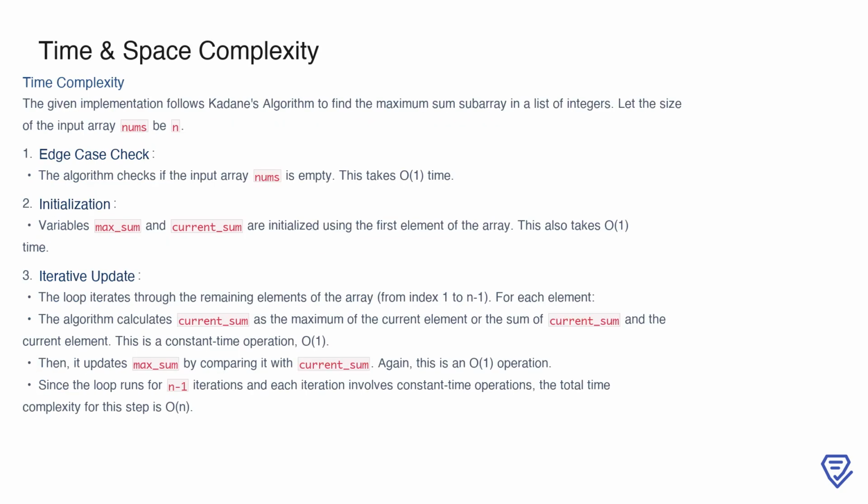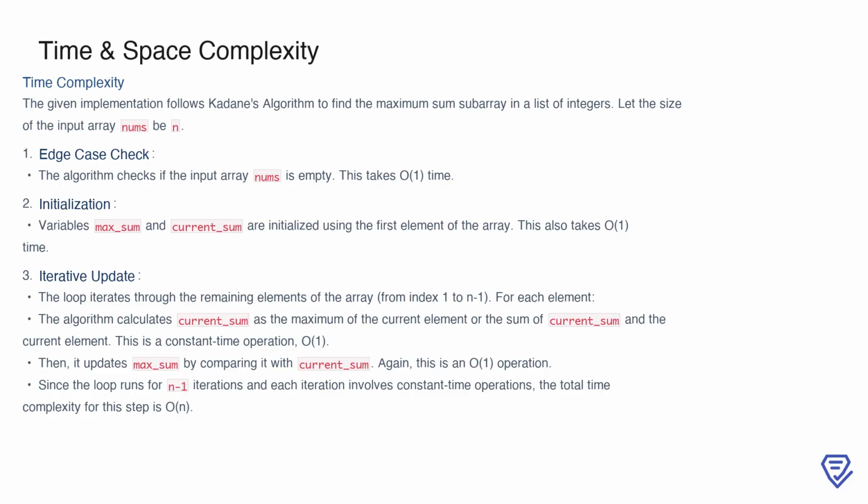The time complexity of this algorithm is primarily determined by the operations it performs to find the maximum sum subarray. First, there's a quick edge case check to see if the input array is empty, which takes constant time, O(1). Then, during initialization, the algorithm sets up two variables, max_sum and current_sum, both of which are assigned the value of the first element in the array. This setup step is also a constant time operation, O(1).